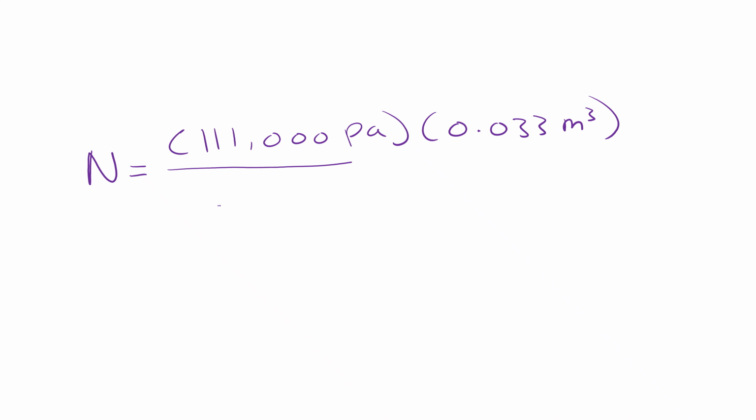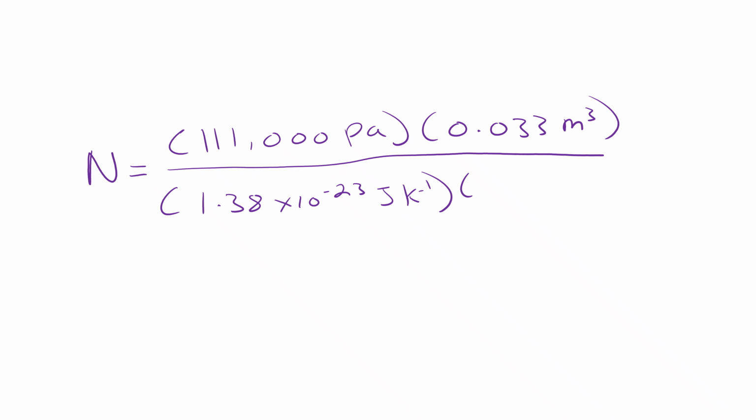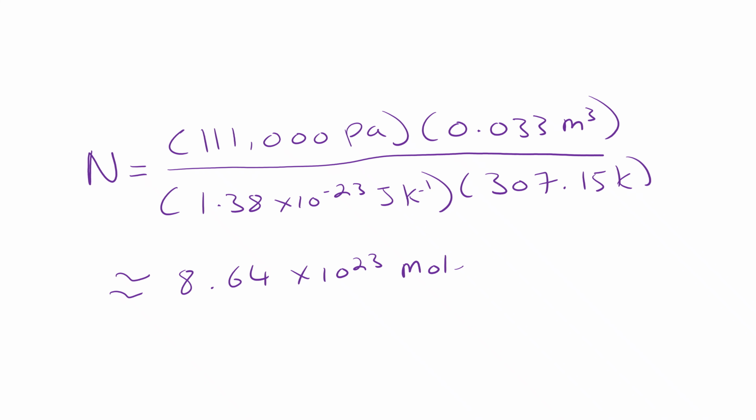Okay, let's now plug our values into our equation. So to calculate N, which in this case is the number of molecules of nitrogen gas present in the system, we take the pressure of 111,000 pascals, multiply by the volume of 0.033 cubic meters, and we divide that by Boltzmann's constant, 1.38 times 10 to the minus 23rd joules per Kelvin, multiplied by the temperature of 307.15 Kelvin, and we get an answer to three significant figures of 8.64 times 10 to the 23rd molecules of nitrogen gas.